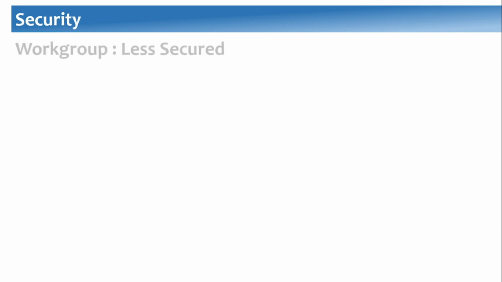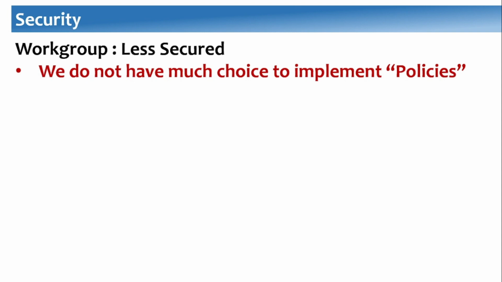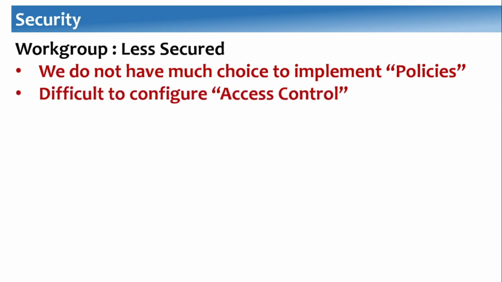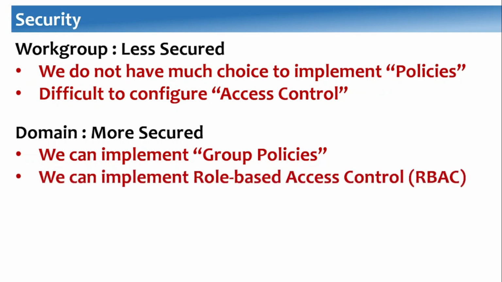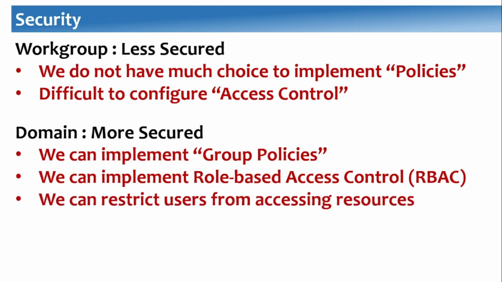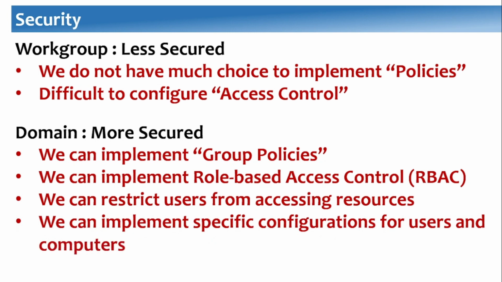Security now. A workgroup network is comparatively less secure, because we do not have much choice of implementing any policies there, and it is difficult to configure access controls as well. Whereas a domain network is comparatively more secure, and we can implement group policies, role-based access control (RBAC), restrict users from accessing resources, and implement specific configurations for users and computers.